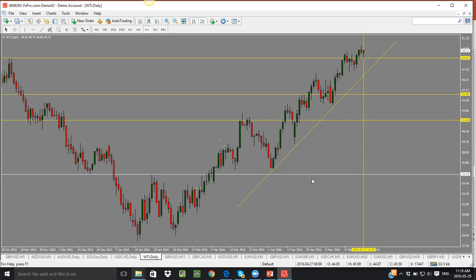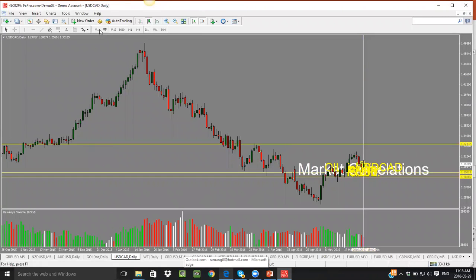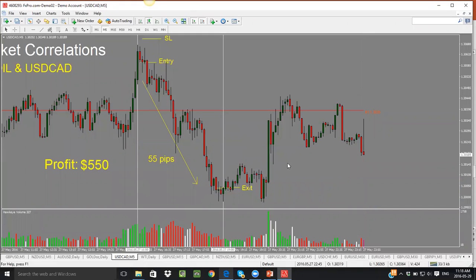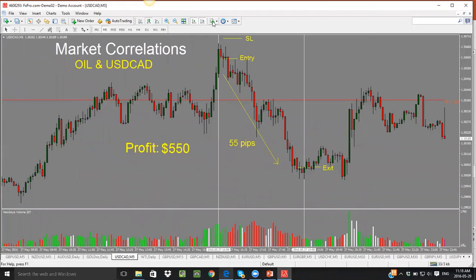So conceptually, yes, we understand when gold goes up, US dollar will go down, or when gold goes up, Aussie will go up. But how do we actually use this information to actually profit from it? So let's dig into that, and I will go into the chart that I have marked up here to help understand that. Okay, so just by knowing that when oil is going up, dollar CAD will go down.